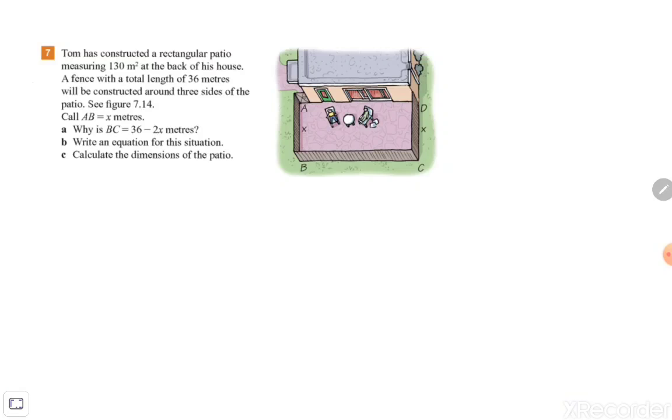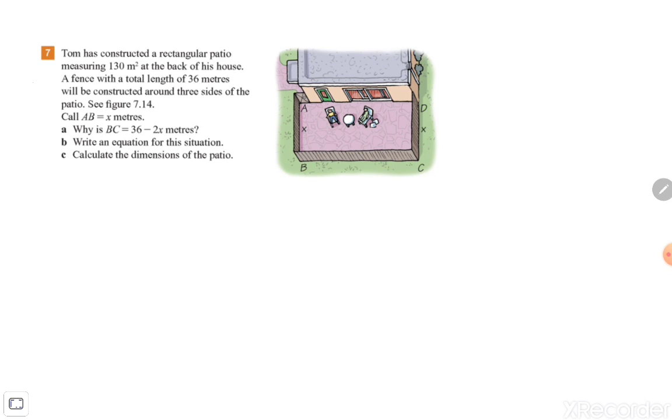Here is an explanation about exercise 7, where you need to make your own equation with all the information they already gave you inside your assignment in the exercise. The question is that Tom has constructed a rectangular patio measuring 100 square meters. So we know the area of the patio from the rectangle ABCD. A fence with a total length of 36 meters will be constructed around the three sides of the patio, and you will find it on the right side. Call AB x meters. You find it in the sketch.